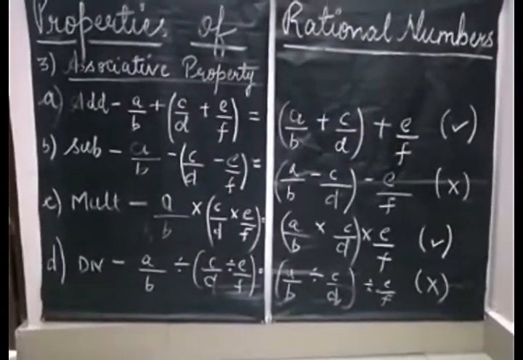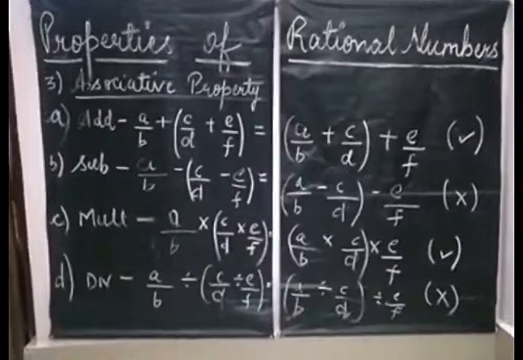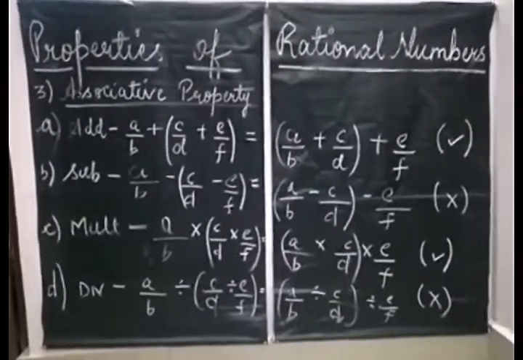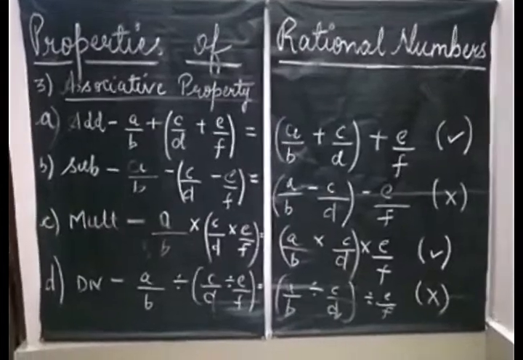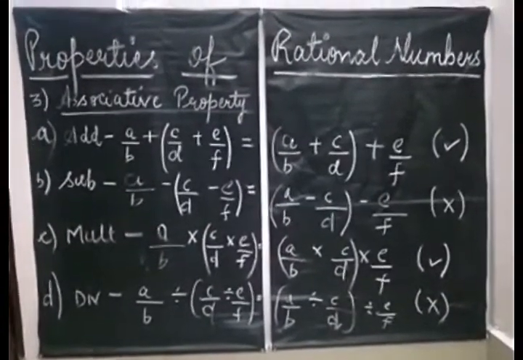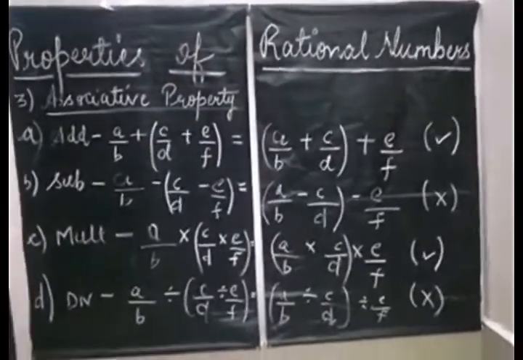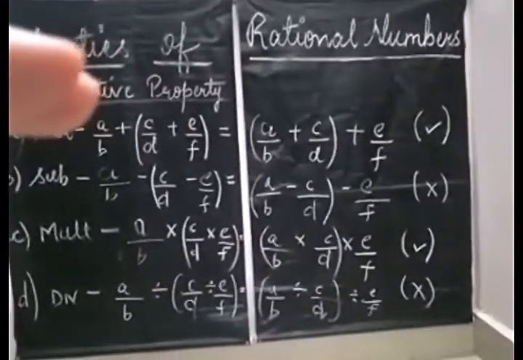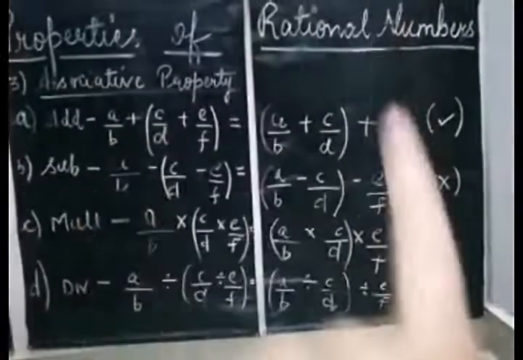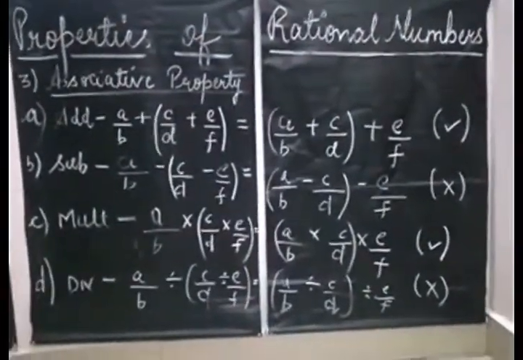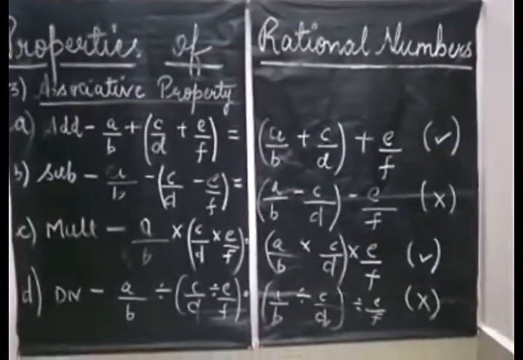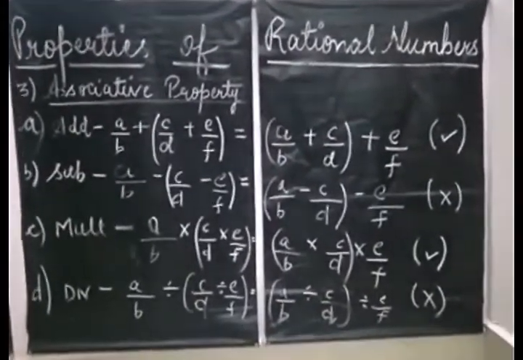First we will see the case of addition. As you can see, I have written A upon B plus C upon D plus E upon F is equal to A upon B plus C upon D plus E upon F. Now what is this? See, whether you add C upon D plus E upon F first, or you add A upon B plus C upon D first and then E upon F, the answer will always be the same. You can take any example.